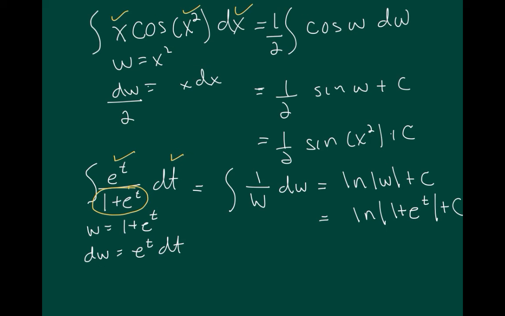Now, to get fancy, I know that 1 plus e to the t is always positive. E to the t is always positive, and so is 1. So I can just rewrite this as the natural log of 1 plus e to the t plus c, and just get rid of the absolute value signs. Okay, there's your final answer.